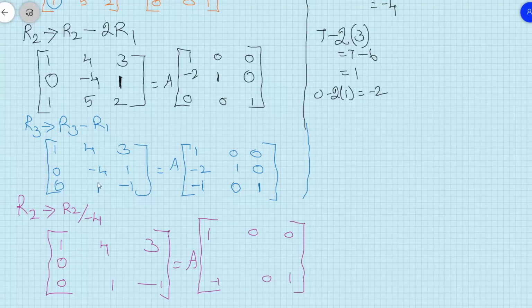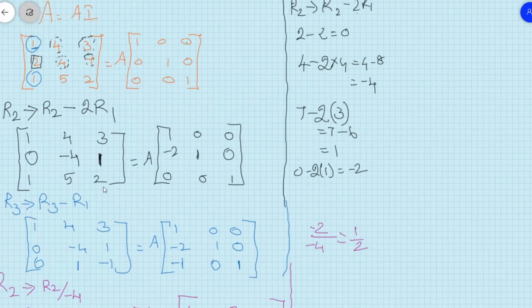0 by anything is 0, minus 4 by minus 4 is 1, 1 by minus 4 is minus 1 by 4, this is minus 2 divided by minus 4, that will be 1 by 2, this is minus 1 by 4 and this is 0. So we have converted the identity element as 1.